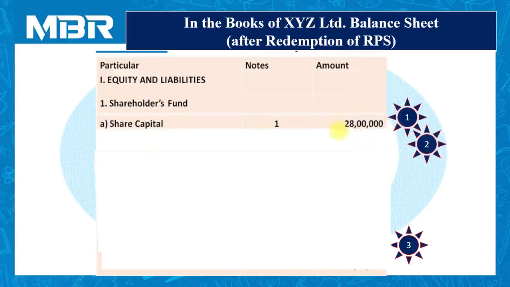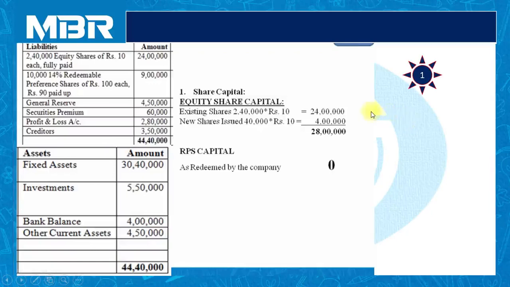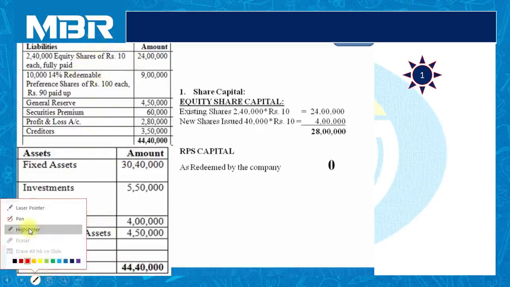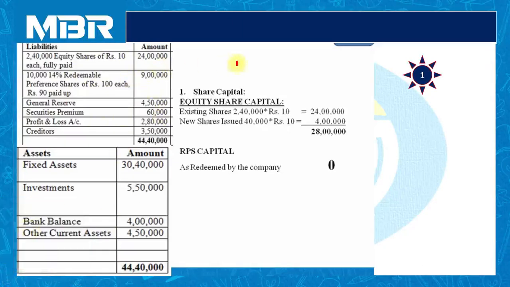In order to understand the share capital of the company, I have prepared a note, that is note number 1. Let us visit note number 1, calculation of share capital. On the left hand side of your screen, the balance sheet is given, which is given by the examiner to us in our question. So you can easily connect the information for your reference. Equity share capital given to us in our balance sheet is rupees 24 lakhs. So 24 lakhs rupees as it is.